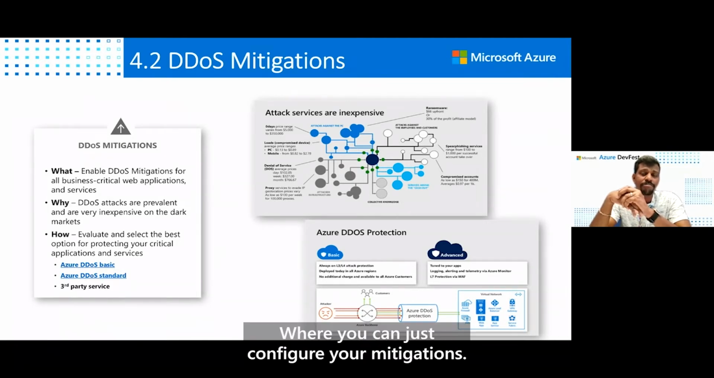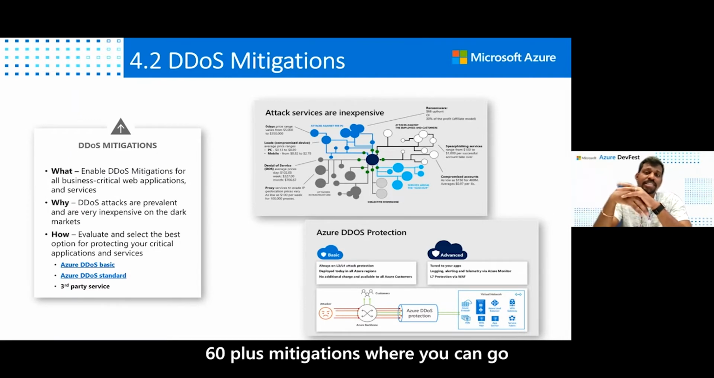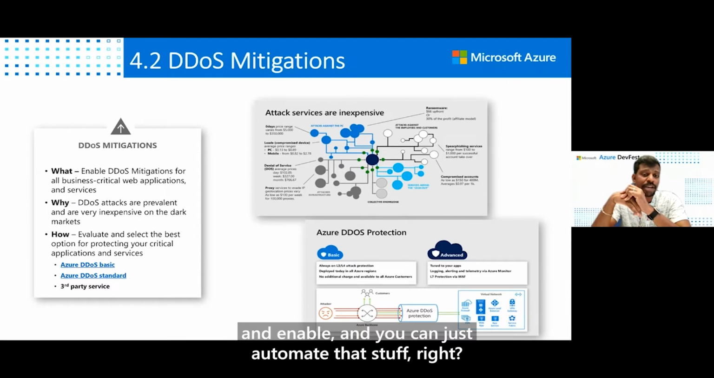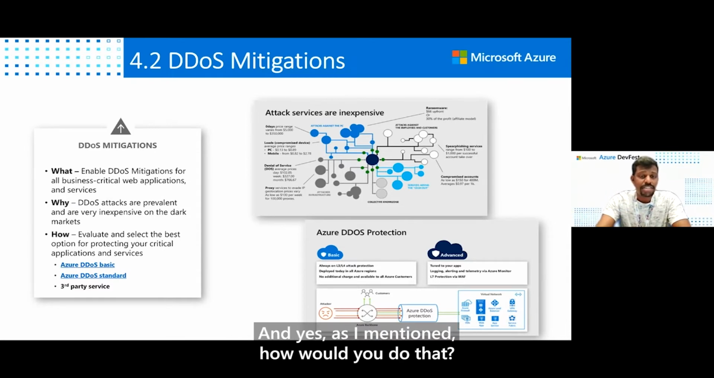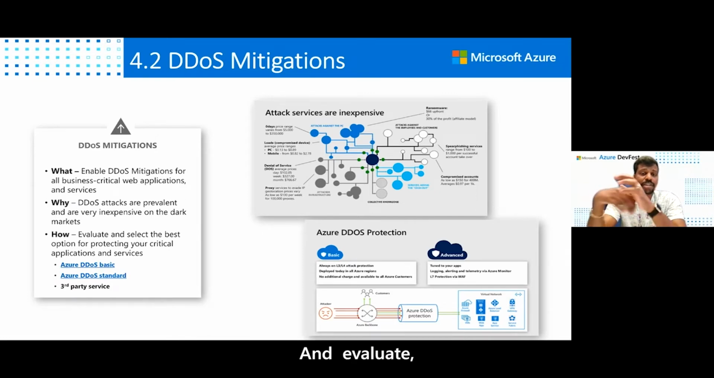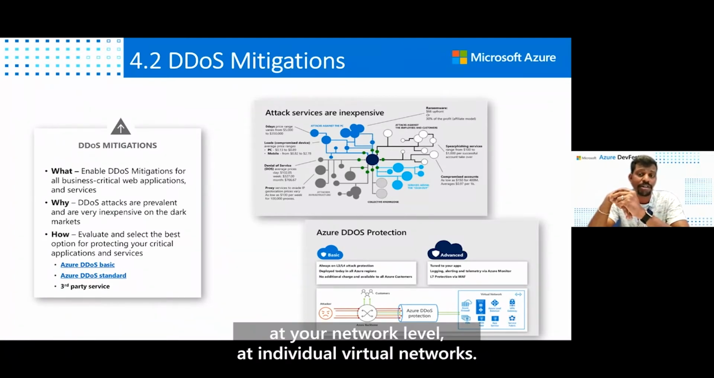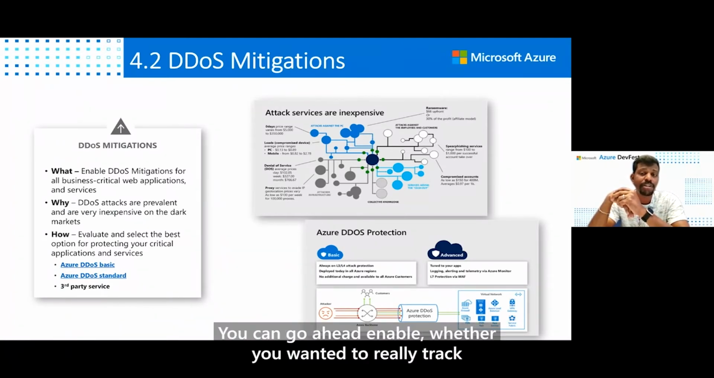Where you can just configure your mitigations. We do have a preset of 60 plus mitigations which you can go and enable, and you can just automate that stuff, right? And as I mentioned here, this protection can be configured at your network level. For individual virtual networks you can go ahead and enable it, whether you want to track and generate reports of these kinds of attacks and historical information.